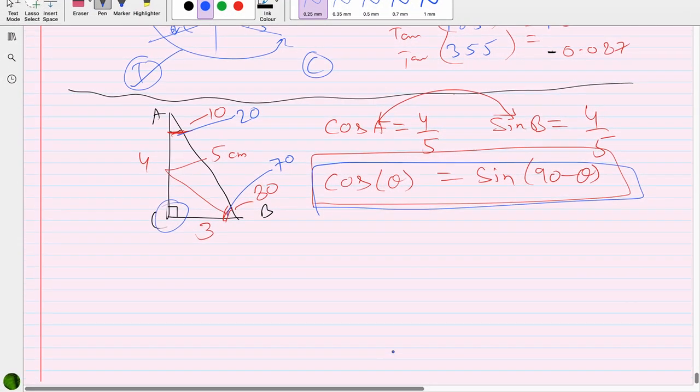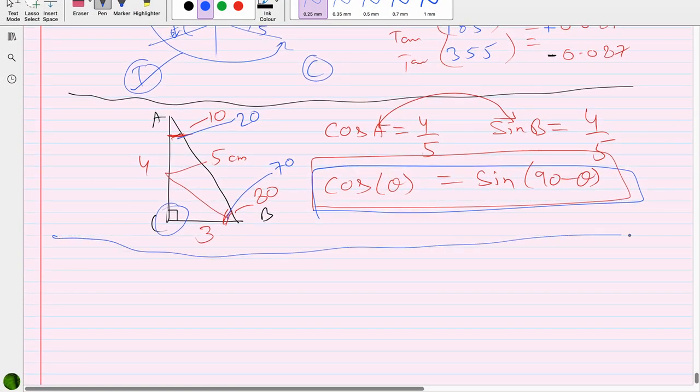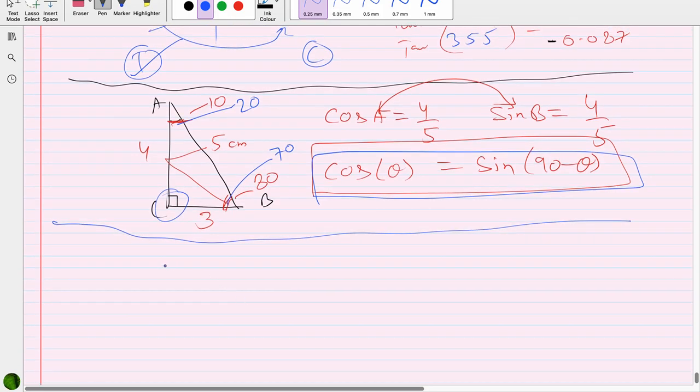Let me sketch sine. It is always easier and simpler to understand. The concept is 100% the same.